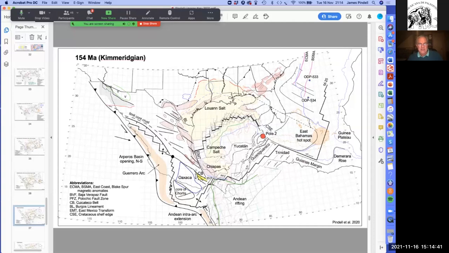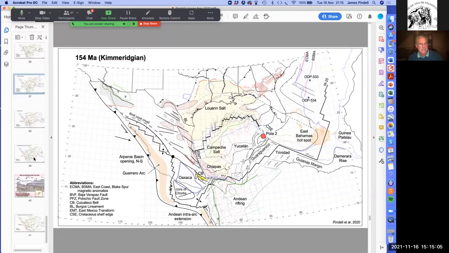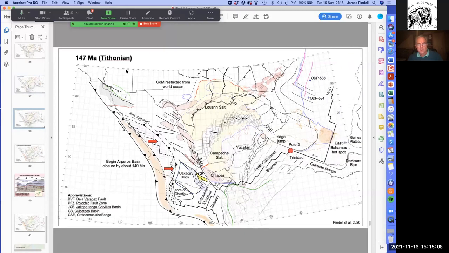Okay, by this time, most of the extension in Mexico is finished. The Oaxaca block has probably migrated as far south as it needs to. And now further separation between Oaxaca and Colombia will take place by the formation of a seaway between southern Mexico and Colombia. But Yucatan still has a little bit farther to go. So one more step in the slides, 147. Oop, Yucatan's not quite there yet, has a little bit more to go.